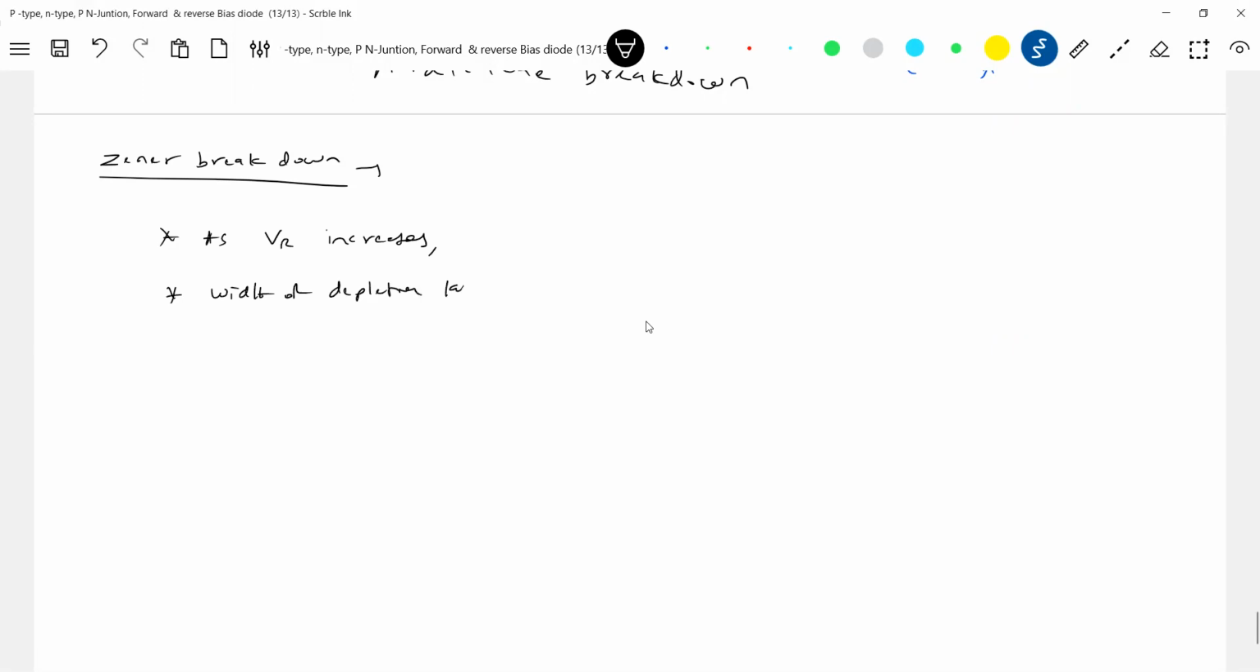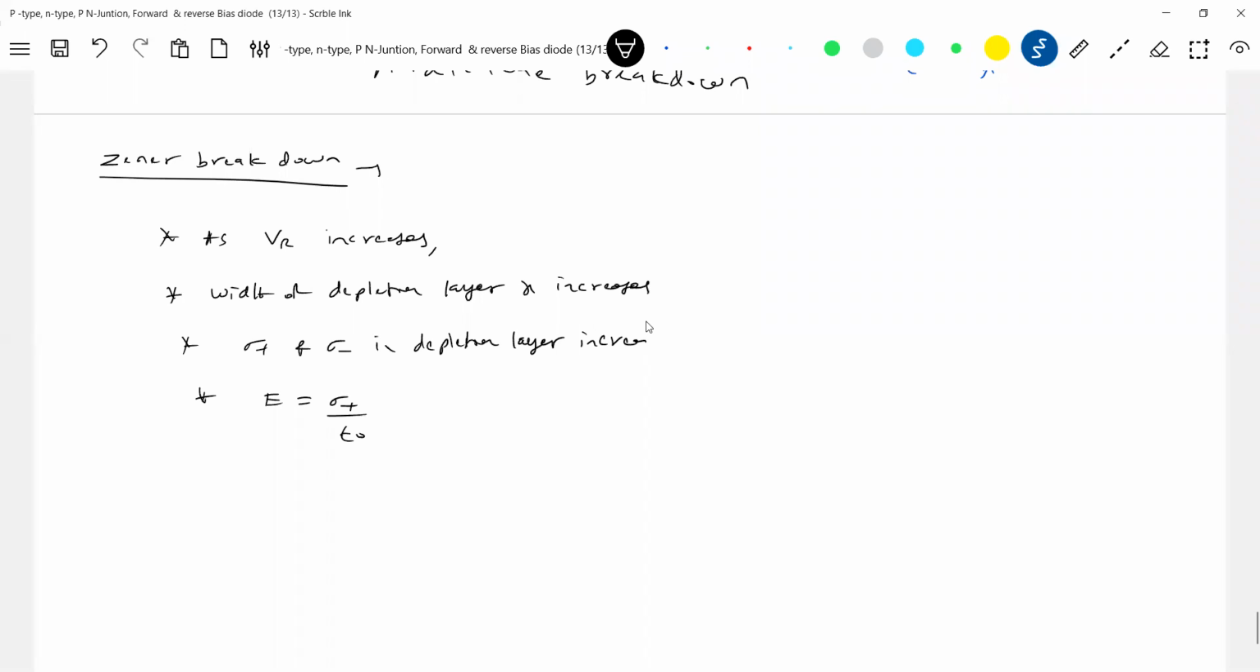In Zener breakdown, as we increase the reverse bias, I think I can write a small explanation. It'll be easier for you. First thing, as the reverse bias increases, the width of depletion layer X increases. If the width of depletion layer increases, then sigma plus and sigma minus increase. Then we know that the electric field is contributed by the sum of both.